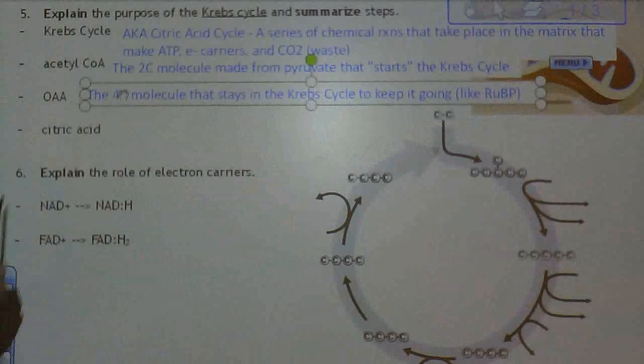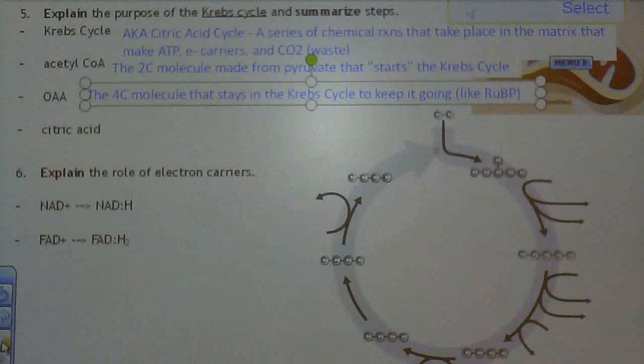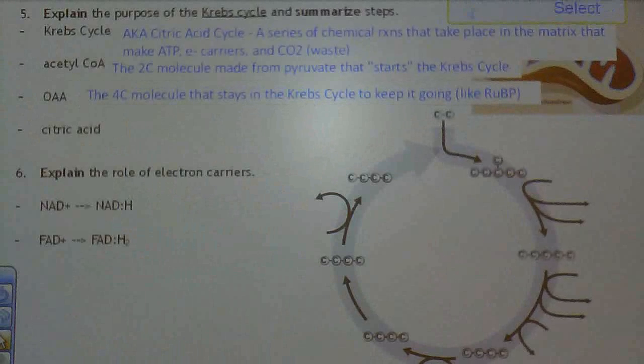The next molecule is OAA, and this stands for oxaloacetic acid, but it's one of those words that you don't want to try to remember. But very simply, it is a 4-carbon molecule that stays in the Krebs cycle so it can keep going. This is much like RuBP that we saw in photosynthesis, the dark reaction.